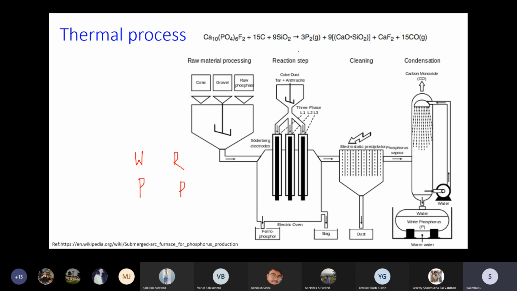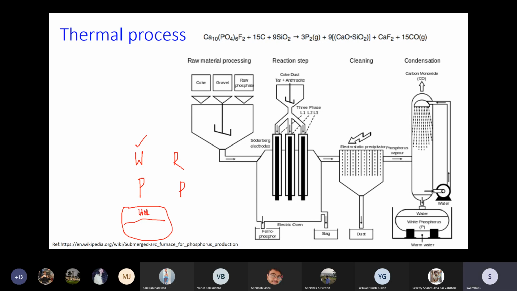So whatever phosphorus is generated from this thermal process is white phosphorus. If you want to store white phosphorus, it has to be stored under water. The phosphorus particles should be filled with water, stored under water.